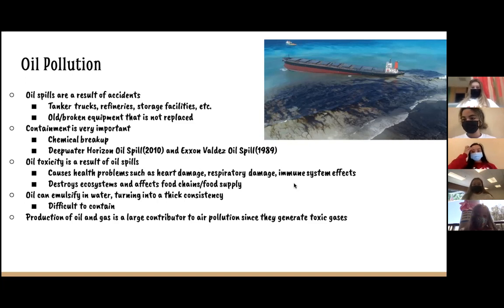So, one of the harmful results of oil spills is oil toxicity, and it causes a lot of health problems and destroys ecosystems, affecting the food chain and food supply. Oil can also emulsify or thicken in water, which is a lot more difficult to contain since the chemicals cannot break up. And in addition, oil and gas production is a large contributor to air pollution since they generate toxic gases.